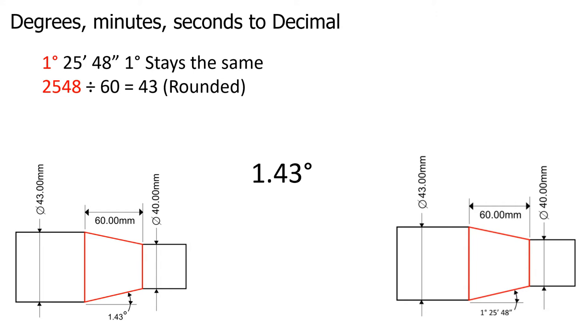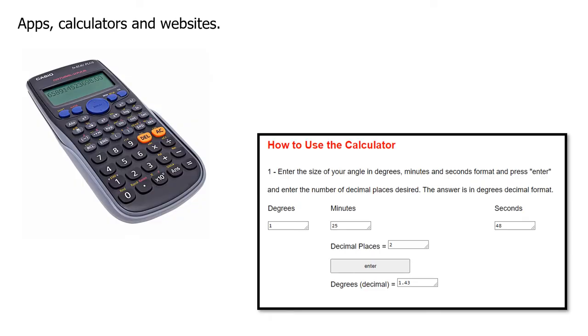Let's convert from degrees, minutes, and seconds to decimals. Same as the previous example, the 1 degree stays the same. Now we take the 25 minutes 48 seconds, divide it by 60, that'll give us .43, and our answer is 1.43 degrees. Calculators and apps can do the conversions for you. Refer to your calculator instruction manual for details on converting between degrees, minutes, and seconds to decimal and back again.